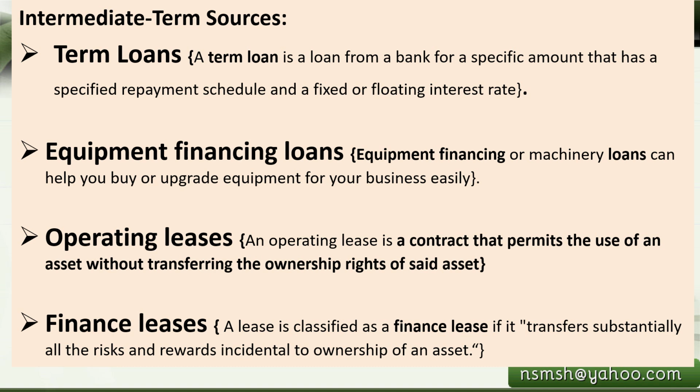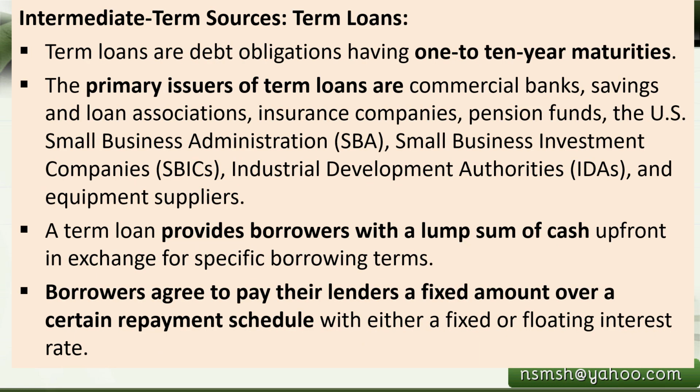So we are dealing with intermediate-term finance, from 1 year to 5 years. There are 4 major areas we will discuss: term loans, equipment financing loans, operating leases, and finance leases. Term loans are debt obligations having 1 to 10 year maturities, but in intermediate financing we focus on those up to 5 years, because beyond 5 years they are considered long-term loans.